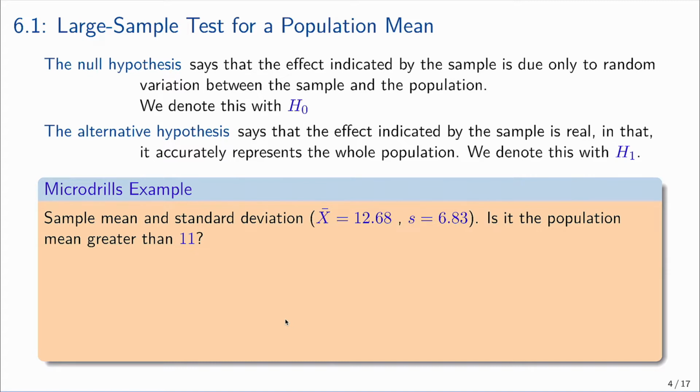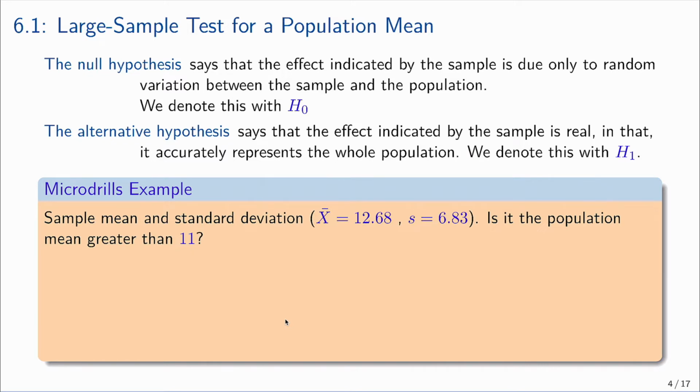The alternative hypothesis says that the effect indicated by the sample is real, that it accurately represents the whole population. Remember, we denote the alternative with H1. In most cases we are interested in proving the alternative hypothesis, and to prove that we deal with the null hypothesis. Remember, the null hypothesis means that the result that we got was a random variation of the sampling.